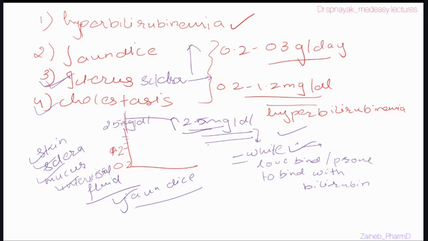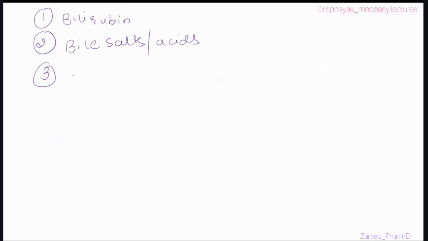Now what do I mean by cholestasis? Cholestasis is defined as impaired bile outflow. Now, bile is composed of three main components, although of course there are many other components. The first is bilirubin, then we have the bile salts and acids, and third we have cholesterol.